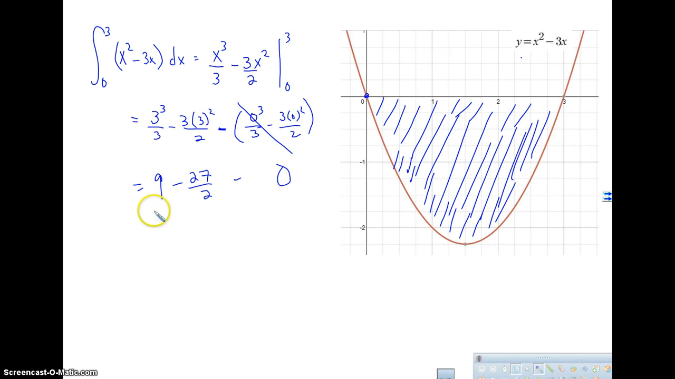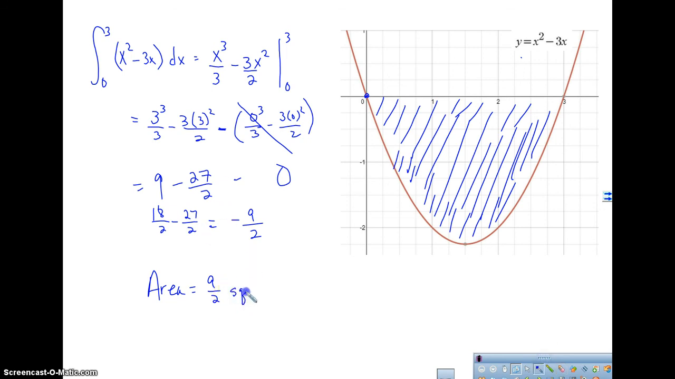Let's do a little bit of fraction work here. 18 over 2 minus 27 over 2. The difference is 9, so we're going to have negative 9 over 2 square units. Like I said, our answer should be negative because we're under the x-axis. But if I'm looking for the area, then the area is going to be 9 over 2 square units.